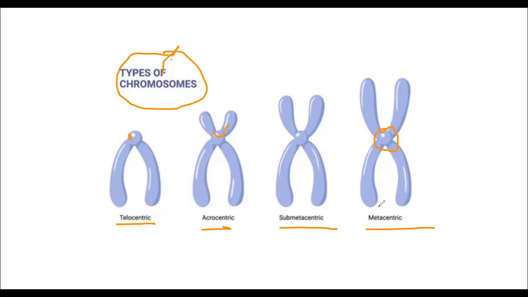If it is in the center, metacentric. Slightly away from the center, either towards this side or up or down, submetacentric. Near the telomeres, acrocentric, and if the centromere is at the tip, then telocentric. You should know all these four names based on the position of the kinetochore or the centromere.